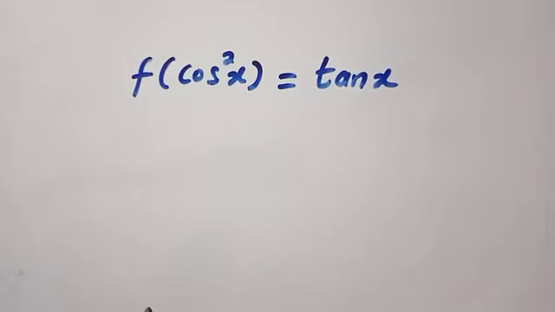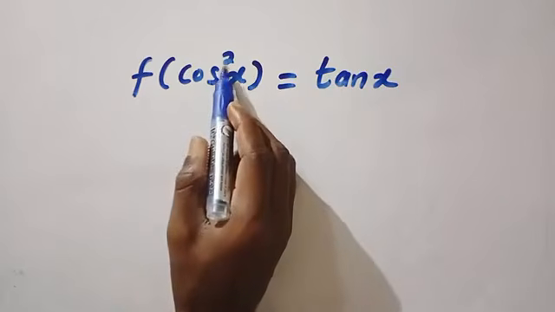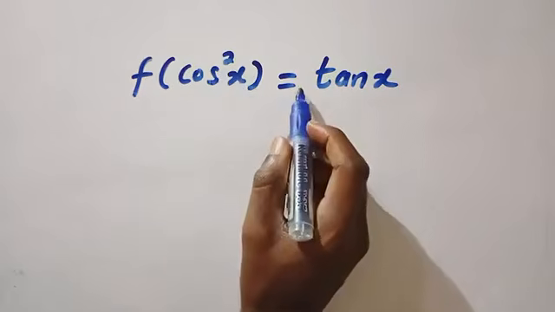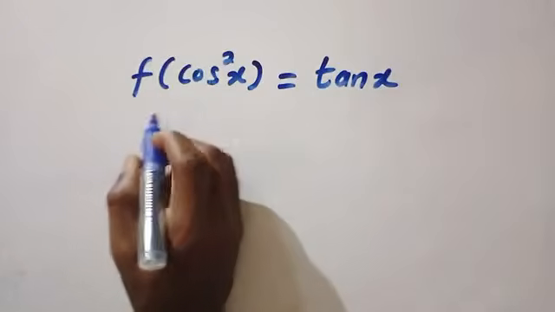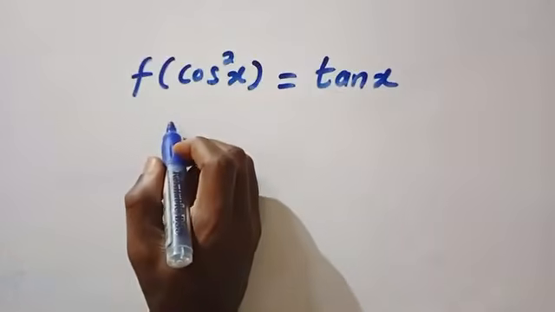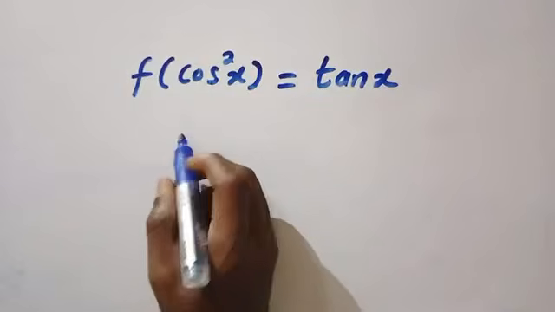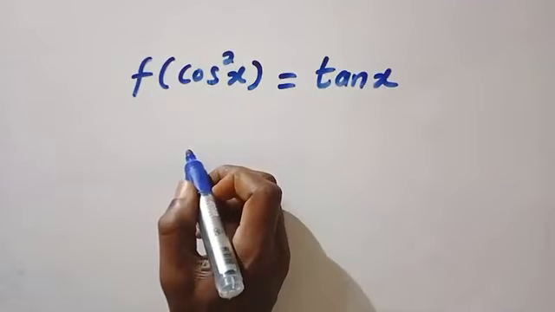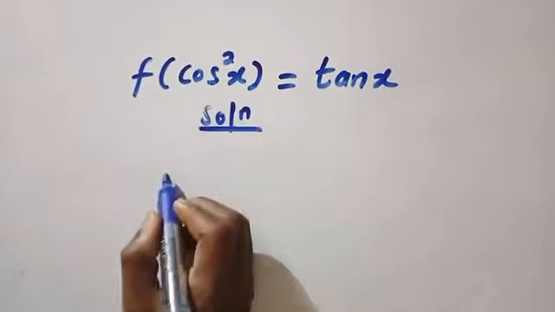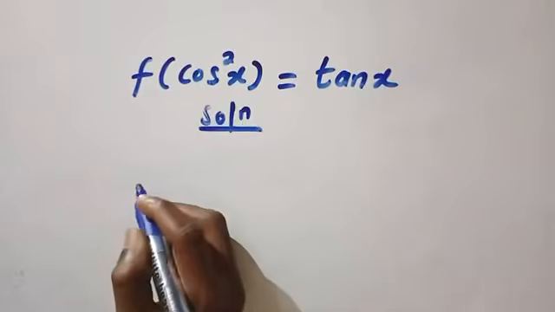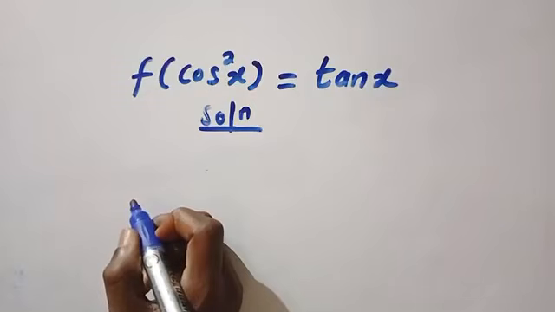Here we have an interesting functional equation. We have f of cos²x equals tan x, and our aim is to find f of x. So to solve that, let's consider the solution and go step by step on how to solve this.